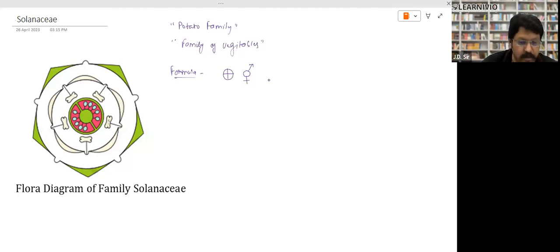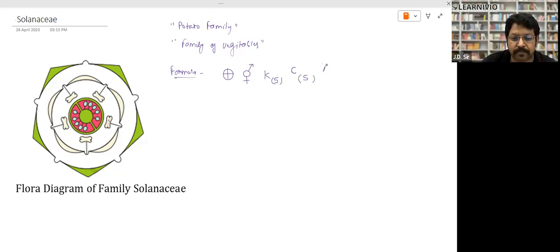Actinomorphic bisexual. Calyx 5 gamo. So there is the calyx, right? These are the calyx, so sepals are present. All sepals are united. There are 5 sepals: 1, 2, 3, 4, 5. All are united, so it will be calyx 5 gamo. What about the corolla? Can you tell me the formula? 1, 2, 3, 4, 5. Right. There is a 5, so we can write 5, and all 5 are united, which means they are gamo. So we'll write 5 gamo.